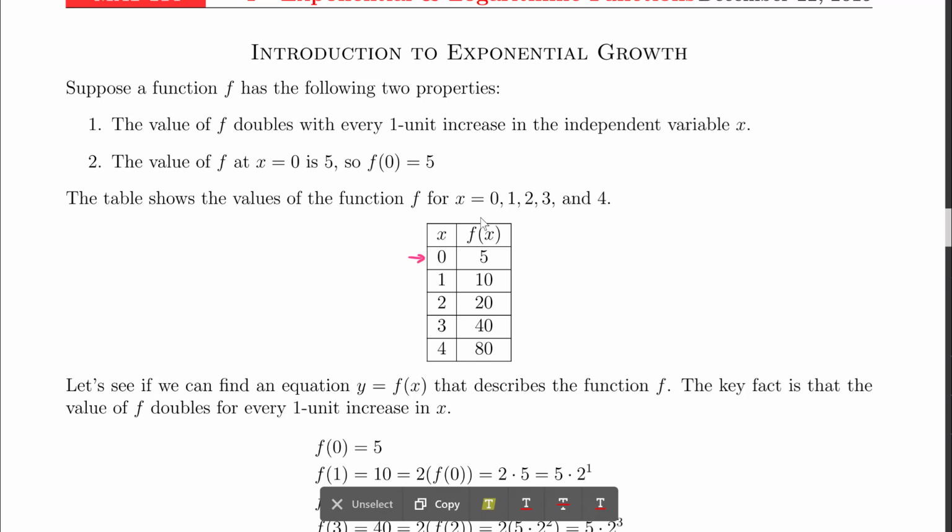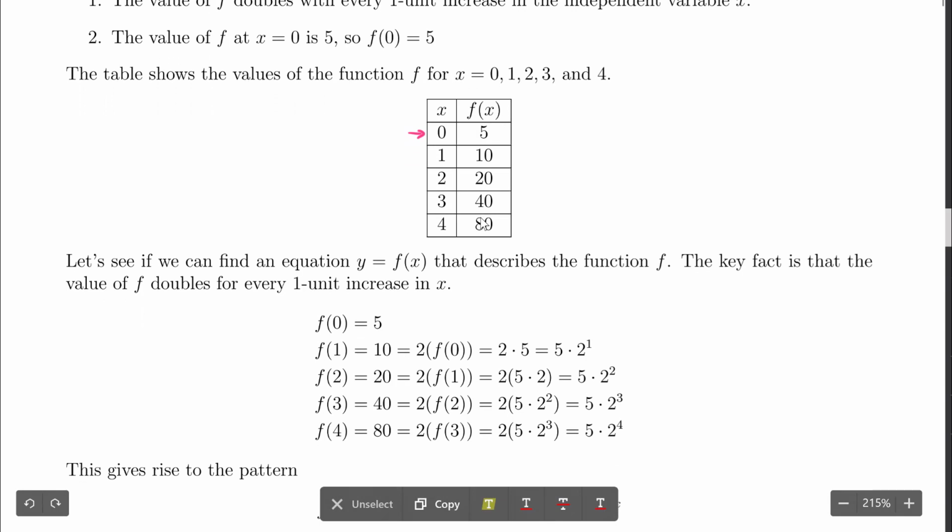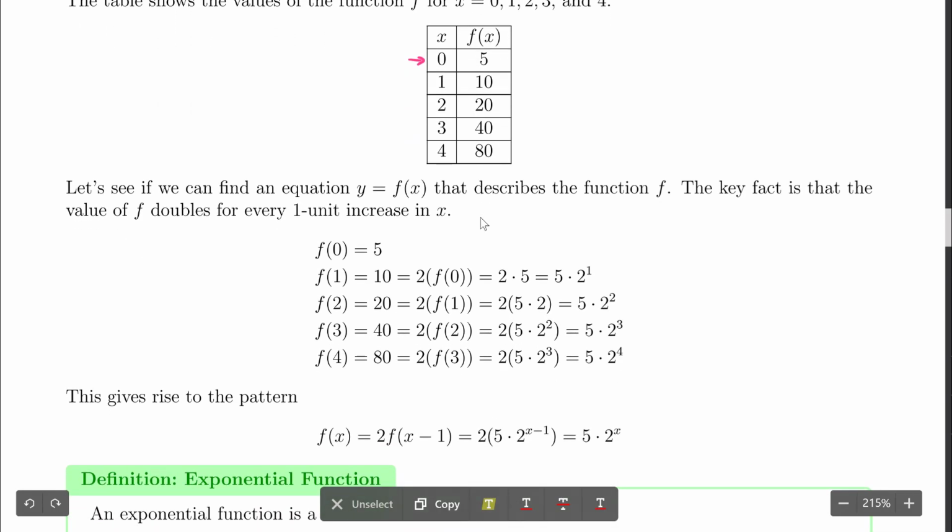So that's why you see we have this column 1, 2, 3, 4 for x. Every time x goes up by 1, the value for the function doubles. So 5, 10, 20, 40, 80. And if we wanted to try to find an equation for that, we've taken the values in the second column. They're listed right here, 5, 10, 20, 40, 80. And we see that if we double the previous value, we get the second value. If we double that value, we get the third. We double the third value, we get the fourth. We double the fourth value, we get the fifth, and so on.